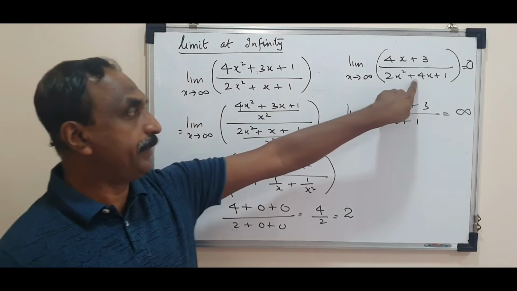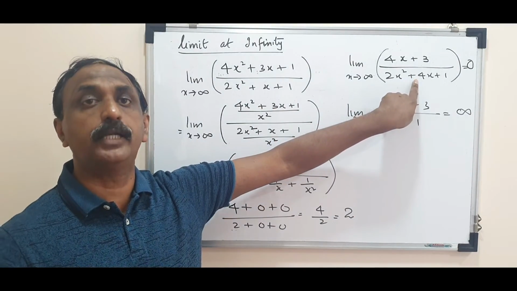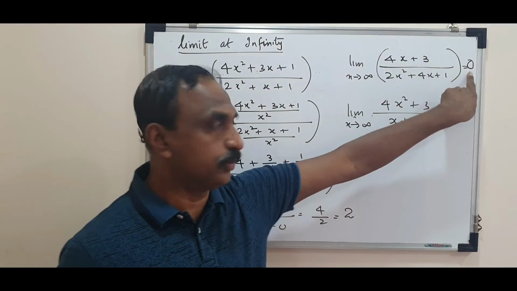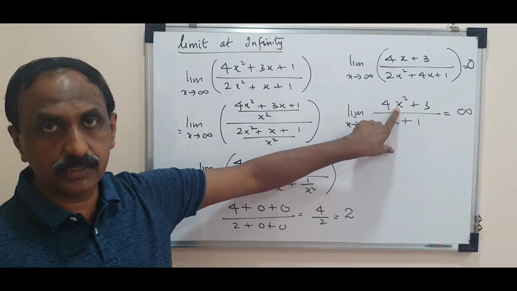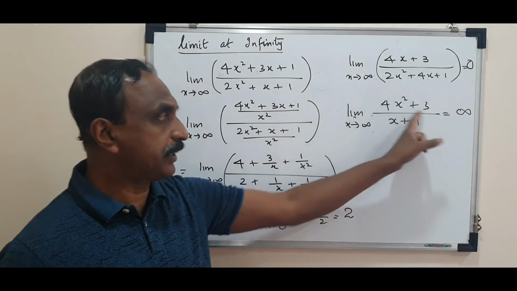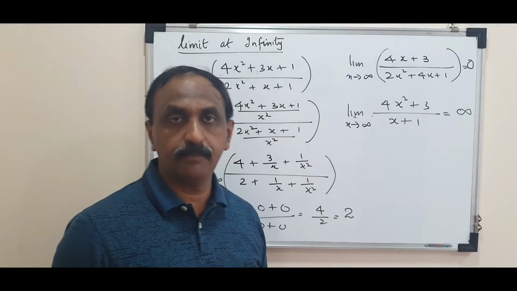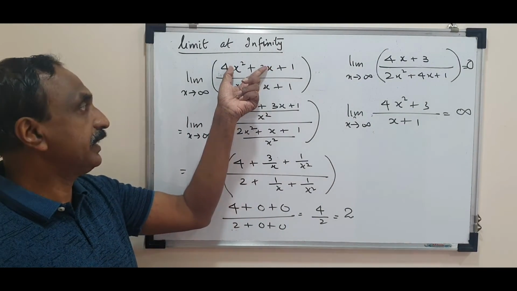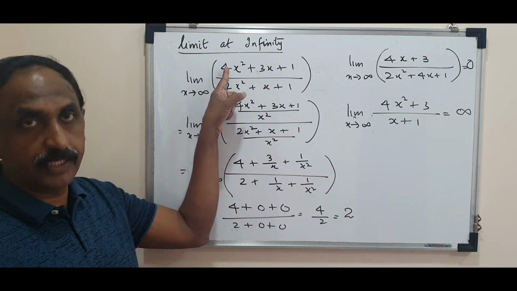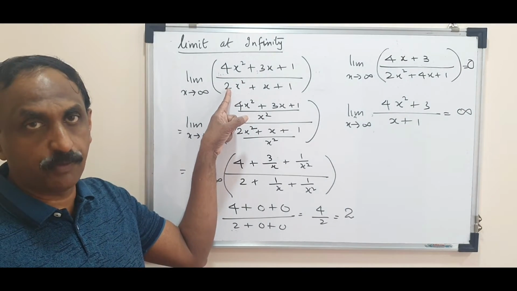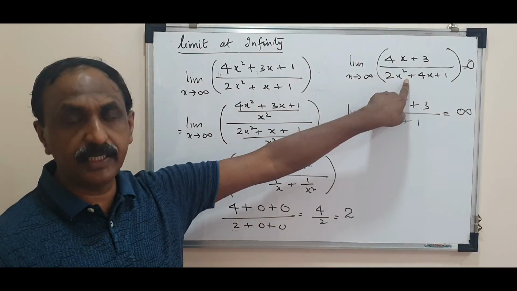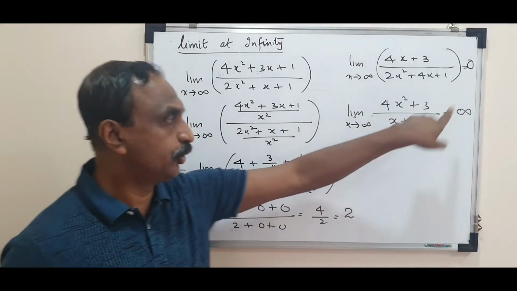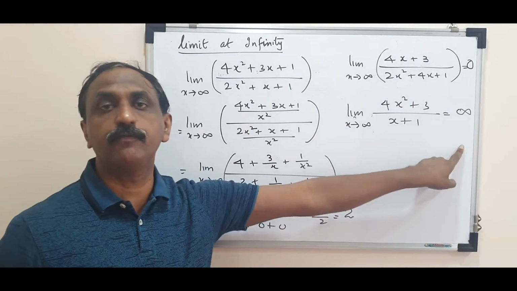If the degree of the denominator is more, the denominator becomes very large, hence the answer becomes 0. If the degree of the numerator is higher, the numerator becomes very large, hence the answer will be infinity. These are the 3 points to remember. So, in conclusion, if the degree is equal, the coefficient of the highest power divided by the coefficient of the highest power will be your answer. If the denominator degree is greater, the answer will be 0. If the numerator degree is greater, the answer will be infinity.